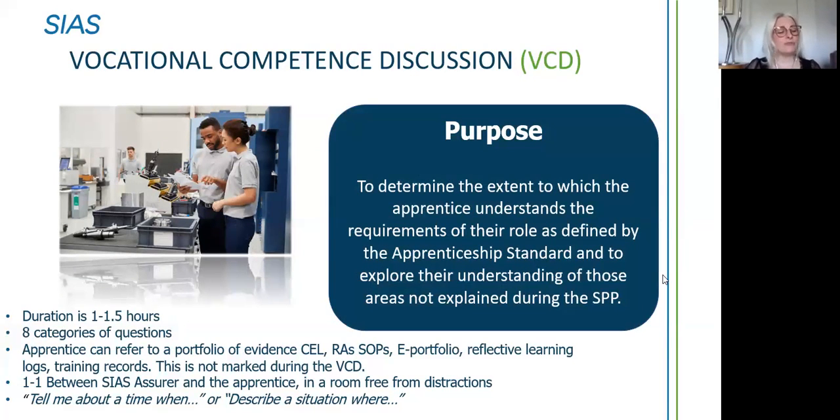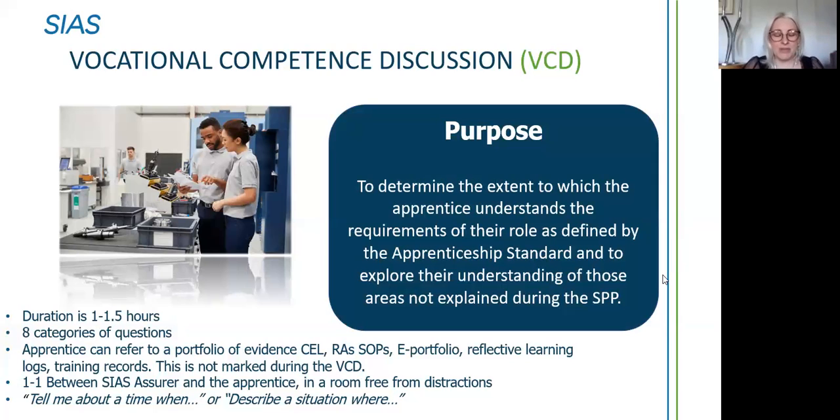The apprentice can refer to their portfolio of evidence, namely what they've recorded in that cell. So if you're familiar with the cell, the dark blue competency evaluation log that we sent out right at the beginning, they will have a section in there that asks for the evidence record. So we're looking for a signpost to the evidence. It would be worthwhile if your apprentices have a hold of that evidence record on the day during their VCD.